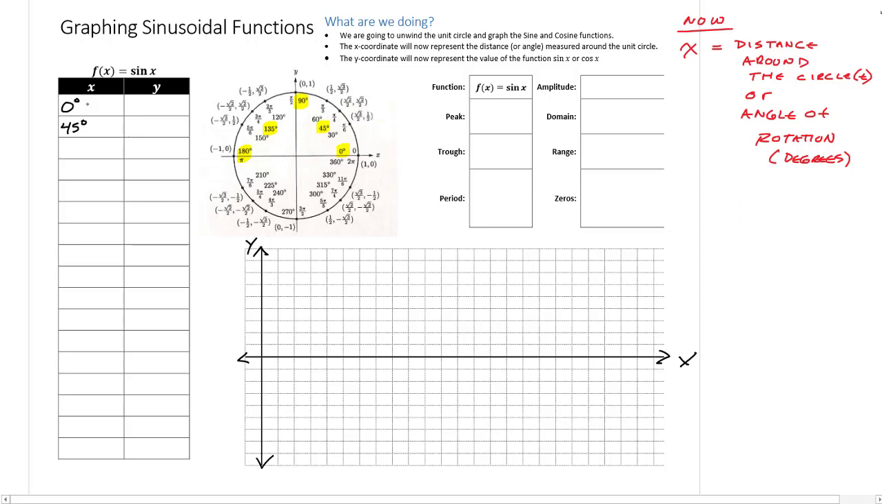Like 0 degrees is 0 radians. 45 degrees, well, what's 45? That's pi over 4 radians. So we'll say 45 degrees or pi over 4. So it could be both. This is not a point. I'm just saying it's one or the other, okay? But I'm going to write them both in here so we can see everything.